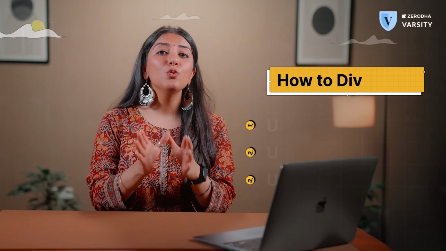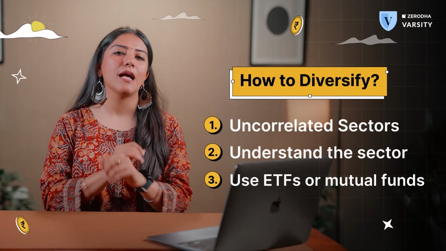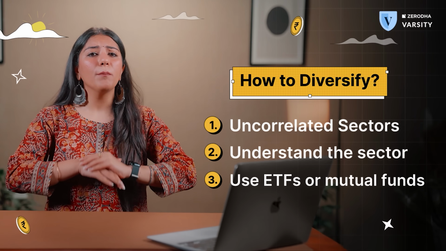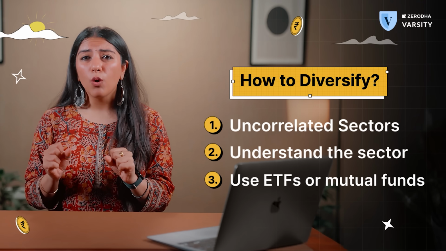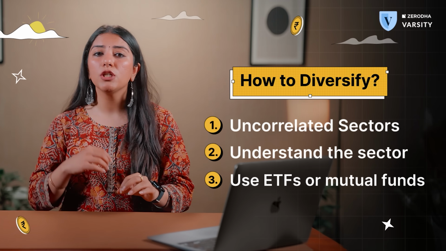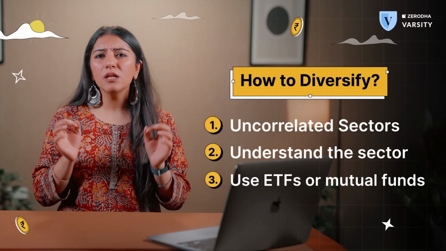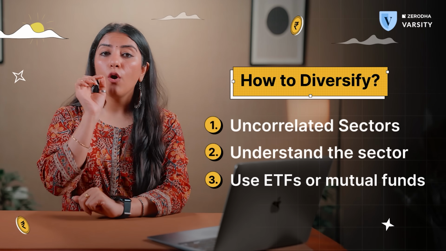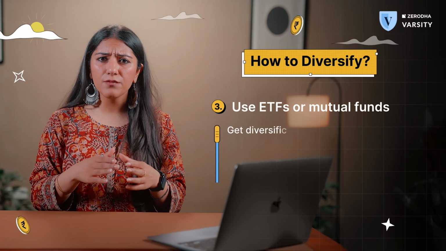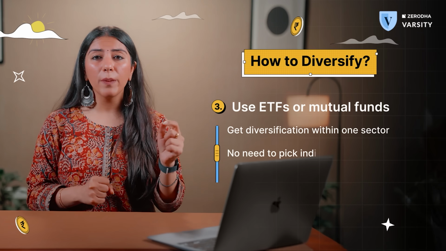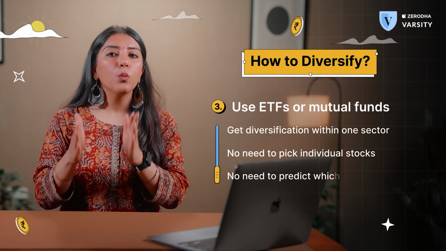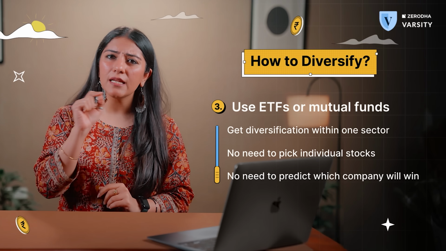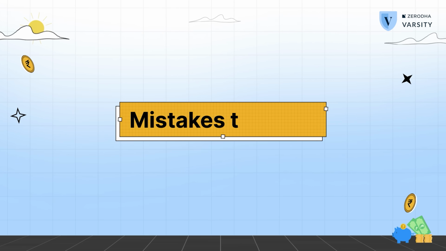And number 3 is use of ETFs or mutual funds when you don't understand a sector. However, that does not mean you should completely avoid sectors you do not understand. If you want exposure to a sector like chemical, technology, or global markets, but you find individual companies difficult to analyze, then the smarter way is to use sector-specific ETFs or mutual funds. This allows you to get diversification within that sector without having to pick individual stocks or worry about which company will win. In this way, you can still get the benefit of diversification while staying within your comfort zone of understanding. Now let's quickly understand what are a few mistakes that you need to avoid.